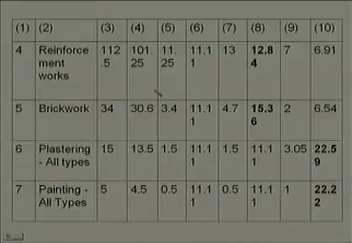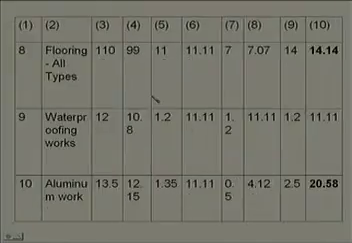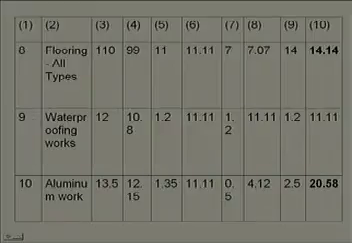Clear? The same thing continues for the balance activities also. Activity 8, 9 and 10. You find that in column 10, you are getting a margin or markup of 14.14%.